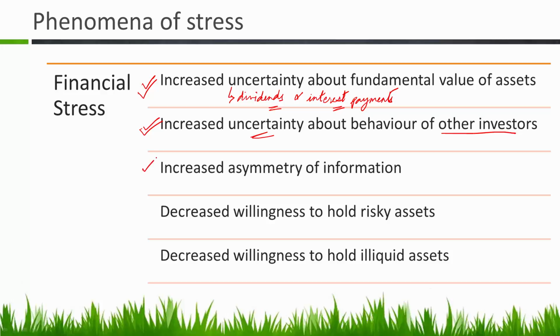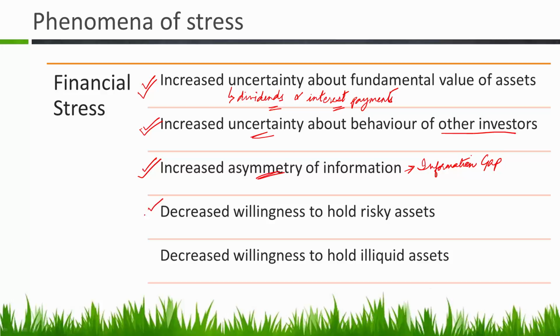A third common sign of financial stress is an increased asymmetry of information between lenders and borrowers, or buyers and sellers of financial assets. Asymmetry of information is said to exist when borrowers know more about their true financial condition than the lenders, or when sellers know more about the true quality of the asset that they hold than the buyers. Information gaps of this kind can lead to problems of adverse selection, boosting the average cost of borrowing for firms and households and reducing the average prices of the assets in the secondary markets.